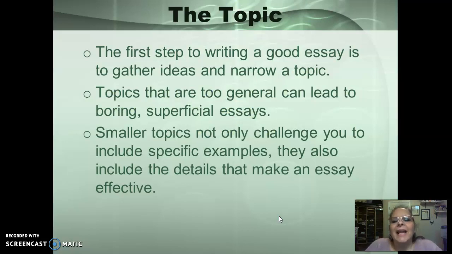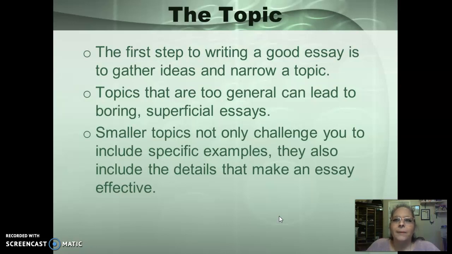First, before you start writing any type of paper, you need a topic. The main thing that you're writing about. It could be a story that you've been given to read and analyze. It could be a controversial issue. Whatever your topic is, you have to make sure it's narrowed to fit the size of your paper. You don't want it to be too general and boring or too superficial.